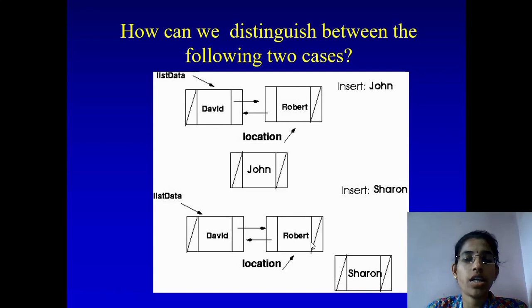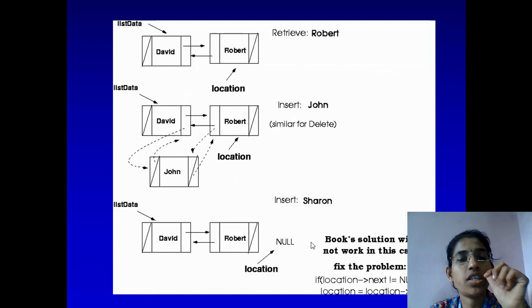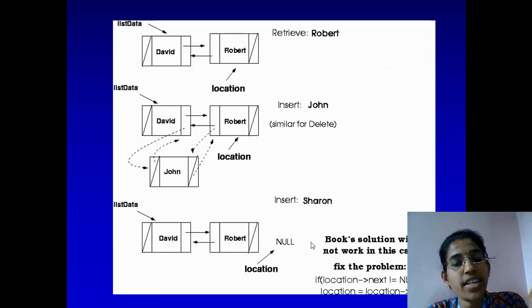Okay. So now we go to the delete operation. This is the same example. The queue has only 2 elements, David and Robert. If you want to delete Robert and insert John, what happened? So we first retrieve Robert. You first cut the connection. David and Robert's connections are disconnected.